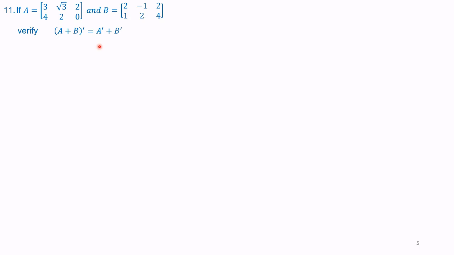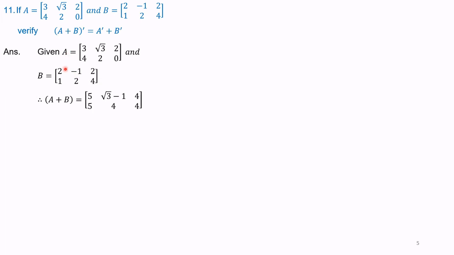And first step, we have to add A and B and find its transpose. That is (A plus B) dash. Then individually, we have to transpose. A should be converted into A dash and B should be converted into B dash. In transposition, we interchange rows by columns and columns by rows in both. Let us do it. Given A is equal to 3, root 3, 2 and 4, 2, 0. B is also written in the same way.